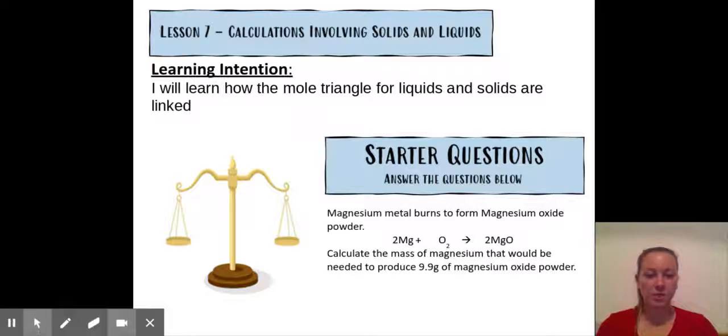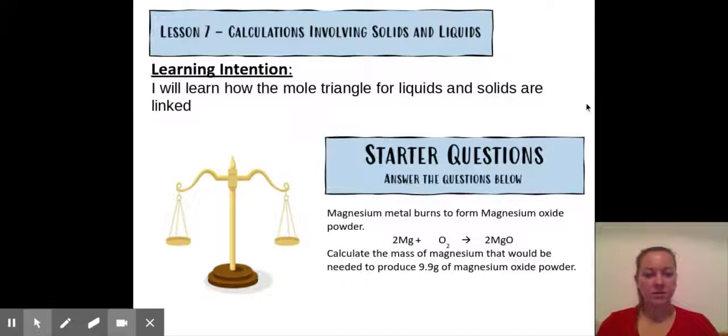Number 2 is to tick the items that the question is asking us about, which would be magnesium and magnesium oxide. And then you have to decide if you are doing the triangle method or the mole ratio method. So pause the video, attempt that question, and then unpause to find the answers.